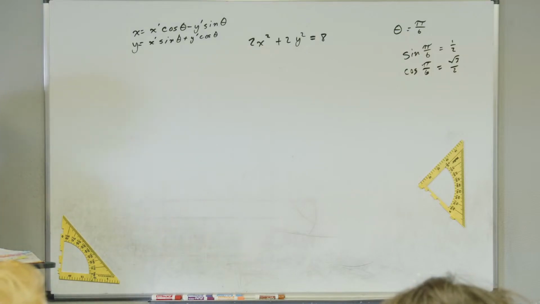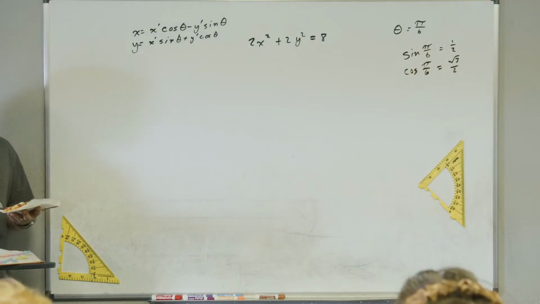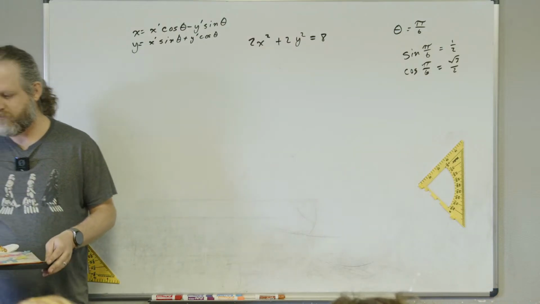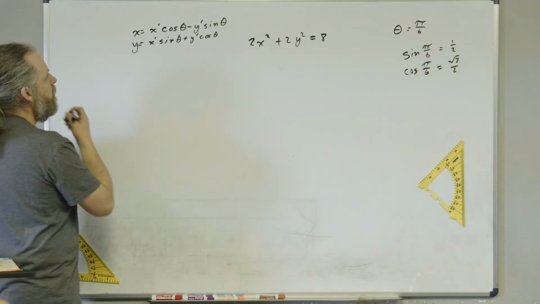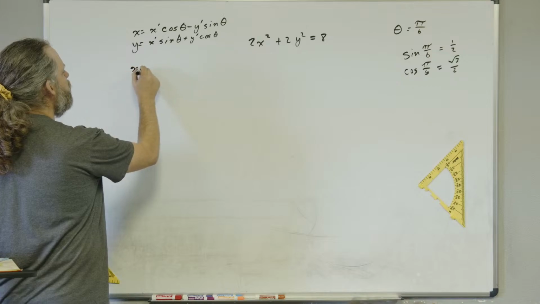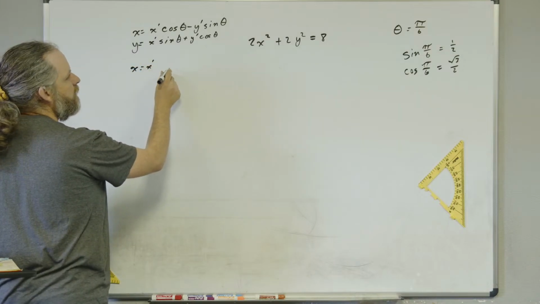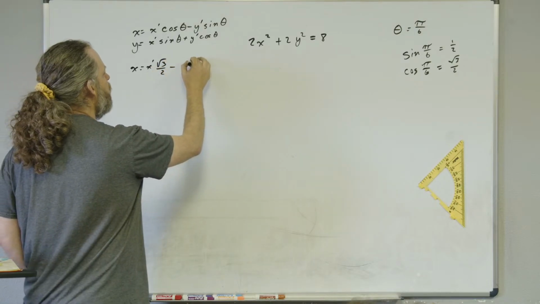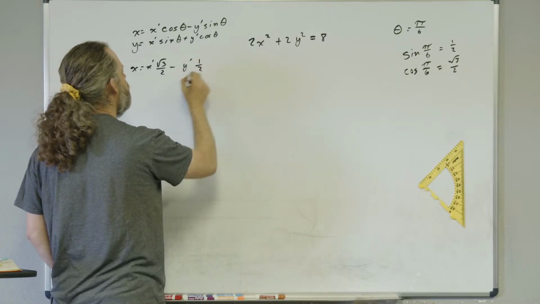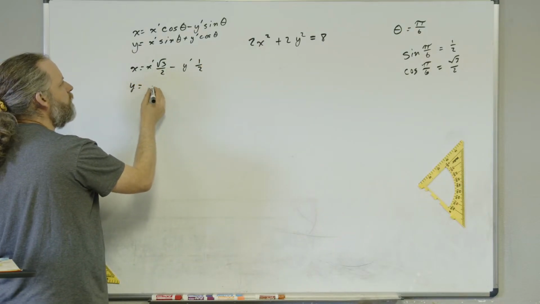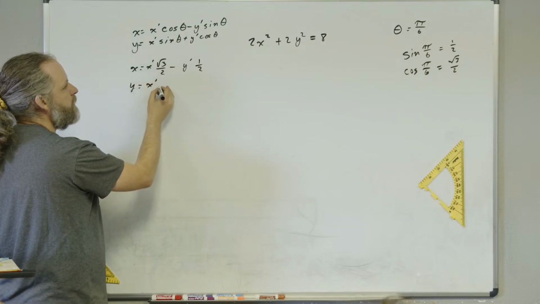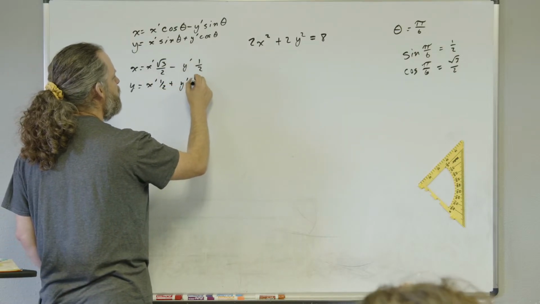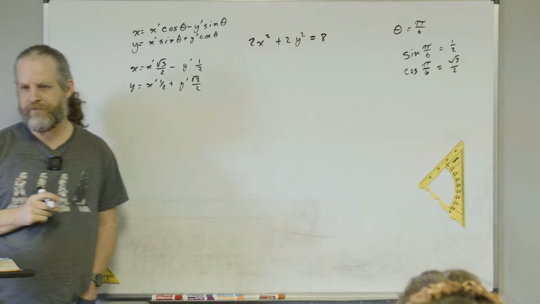So now what? We stick those in the thingies. That sounds great. Let's do it. x equals x prime times the square root of 3 over 2 minus y prime times 1/2, and y equals x prime times 1/2 plus y prime times square root of 3 over 2. True enough.